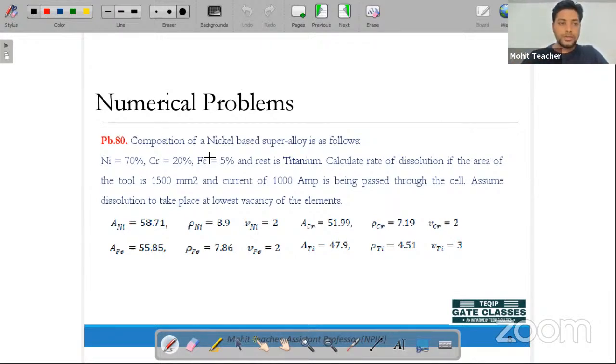So this was the problem: the composition of a nickel based super alloy is as follows. There are a total of 4 elements. The first element is nickel, because this is the main component. Nickel is 70%, chromium is 20%, iron is 5%, and the rest is titanium. So the total is 70 plus 20, that is 90, 90 plus 5, that is 95. So how much is remaining? Titanium, that is 5%, is remaining.